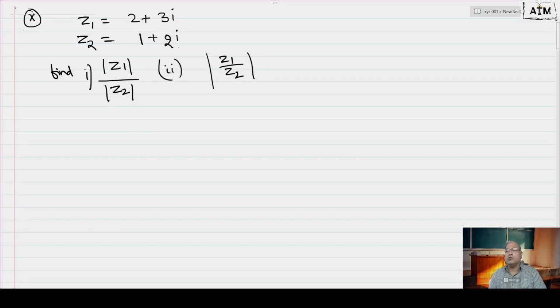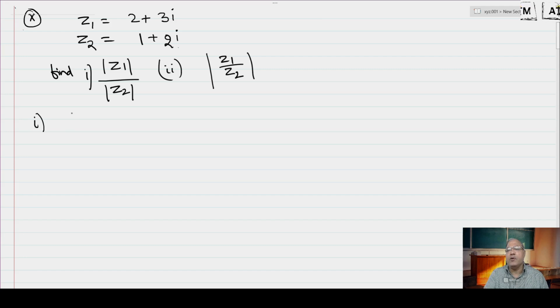If z1 equals 2 plus 3i and z2 equals 1 plus 2i, there are two questions. In the first question, find the modulus of z1 upon the modulus of z2, and in the second question, the modulus of z1 upon z2. In question number 1, modulus z1 upon modulus of z2. In the second question, modulus of z1 upon z2. Okay, so we'll solve step by step.